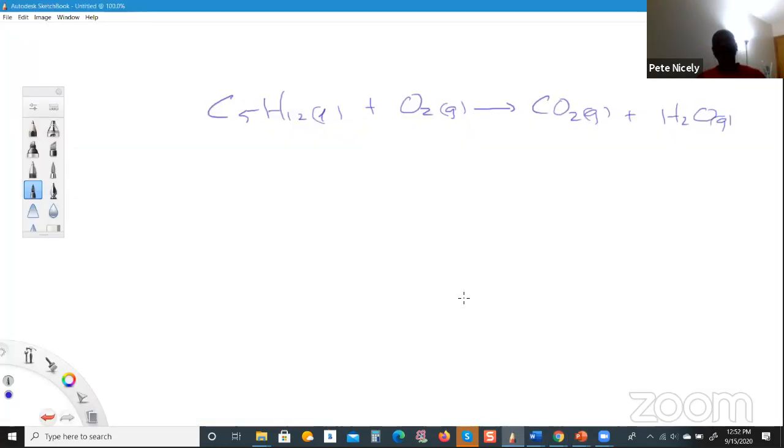And then what's the next step? After you have the unbalanced equation, you need to balance it. How would you go about doing that? It looks kind of complicated. You have to look at the number of atoms. Remember, when you're balancing, you're making sure that the number of atoms of each element is the same on both sides.